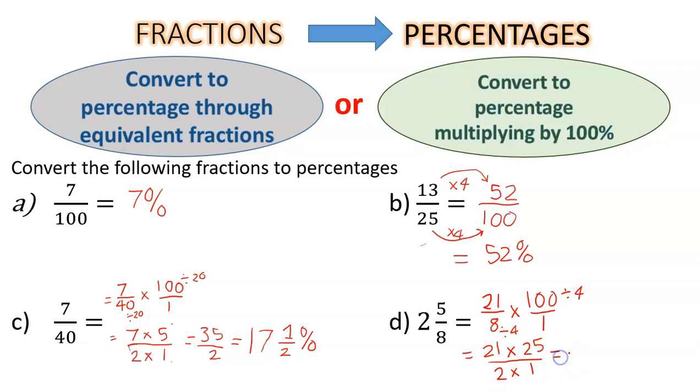Now I'm going to use my calculator for this. 21 times 25 is 525 over 2. And we can convert 525, and we can use our calculator again to do this. We end up with 262.5%. This is a tricky question, but again, you can use your calculator to help you. So that's our last example.